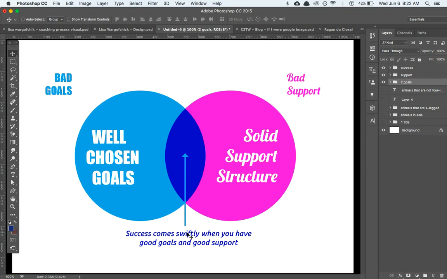Okay, so I hope you've got the idea here. To sum it up, use a Venn diagram to show the success factors, and when you intersect them is where the magic of coaching kicks in and your clients will do great. Okay, hope this was helpful.